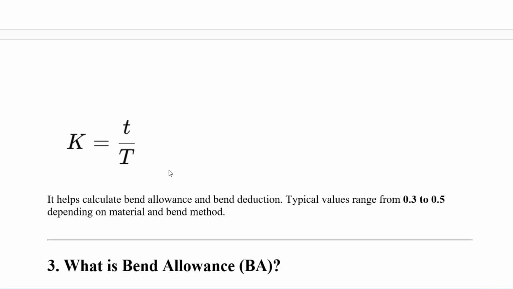It helps in calculating the bend allowance and the bend deductions. In the bend allowance and bend deduction formulas we use the K factor, and this K factor value generally varies from 0.3 to 0.5. It depends on the material and the bending method we use.